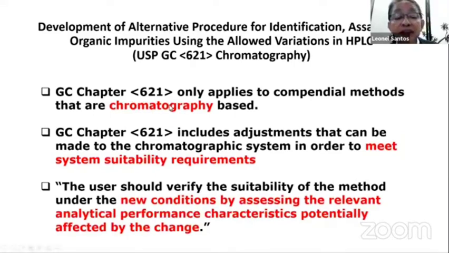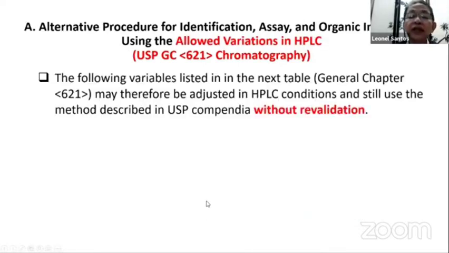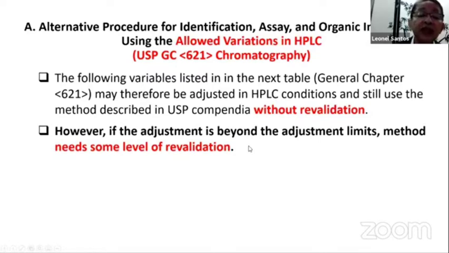So in the development of alternative procedure, again, if you're using the General Chapter 621, remember that it is chromatography based. It is a system suitability adjustment, and the user should verify the suitability of the method under the new condition by assessing relevant analytical performance characteristics potentially affected by the change. So again, you can use these allowable adjustments without revalidation. However, if the adjustment is beyond the allowable range, then you need to do some level of revalidation.